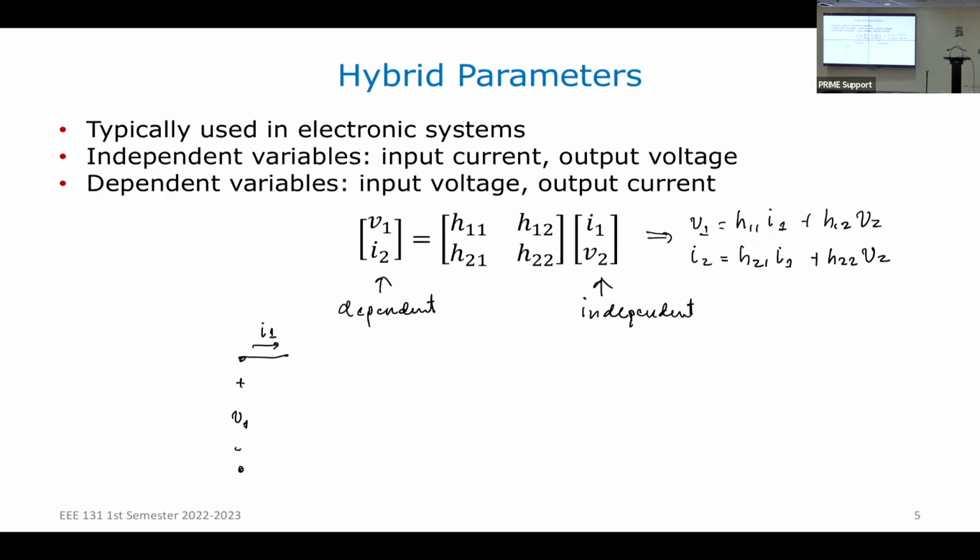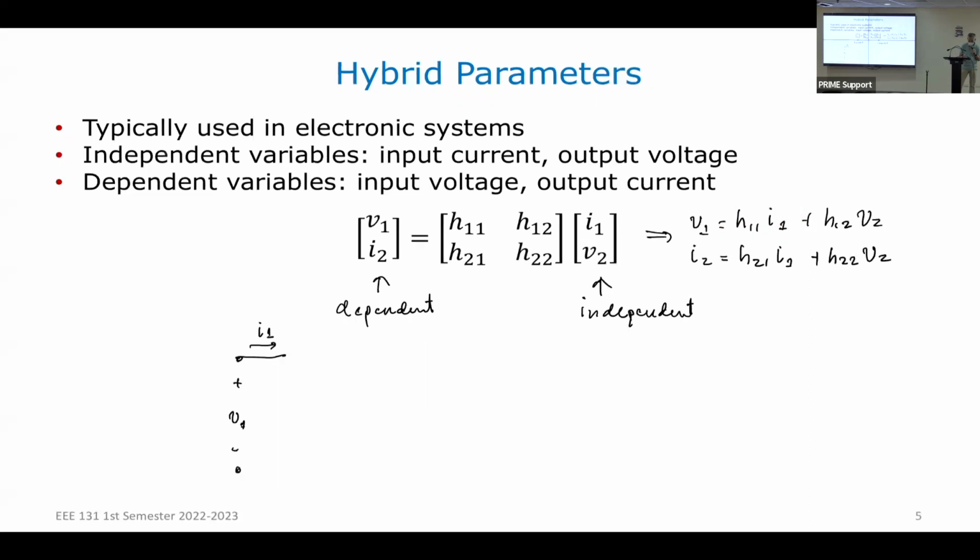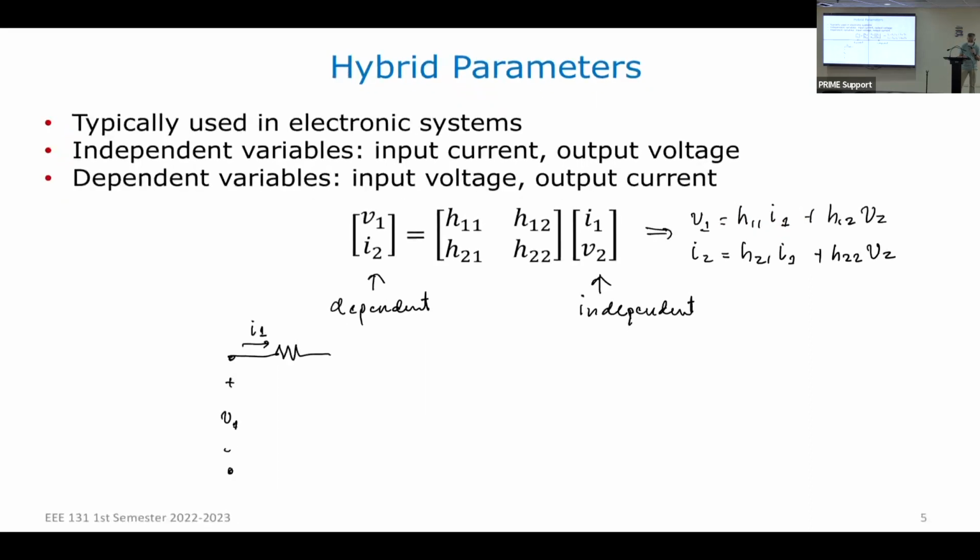What type of element? Lakas-lakasan yun. Nahihiya kayo. It's okay to make a mistake. What is it going to be? Resistance, right? H11 is going to be a resistance. It converts a current to a voltage. Okay, so this is going to be H11.